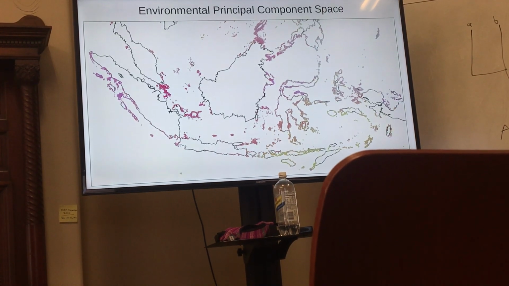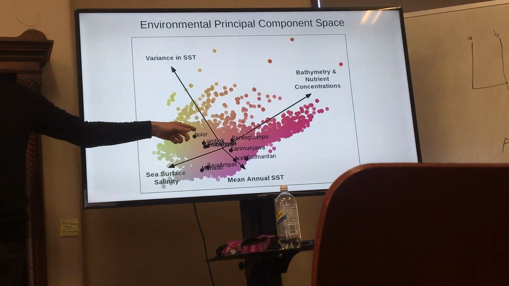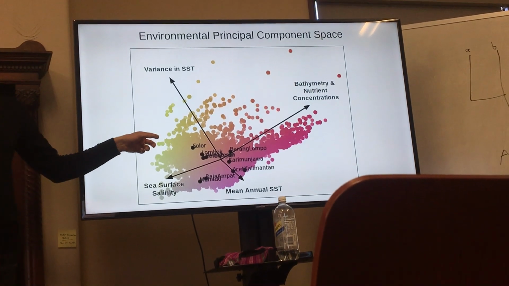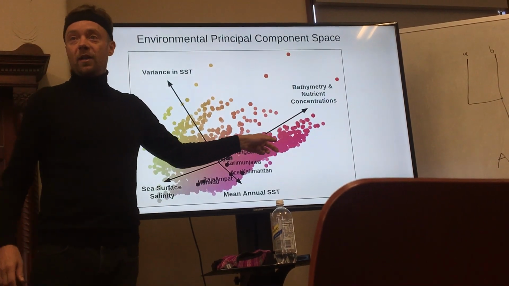What do those colors mean again? This is its location. These are colored identically to this figure. I'm sorry, so this is its location in environmental principal component space. So I wanted to show this anyway, so thank you for bringing me back.